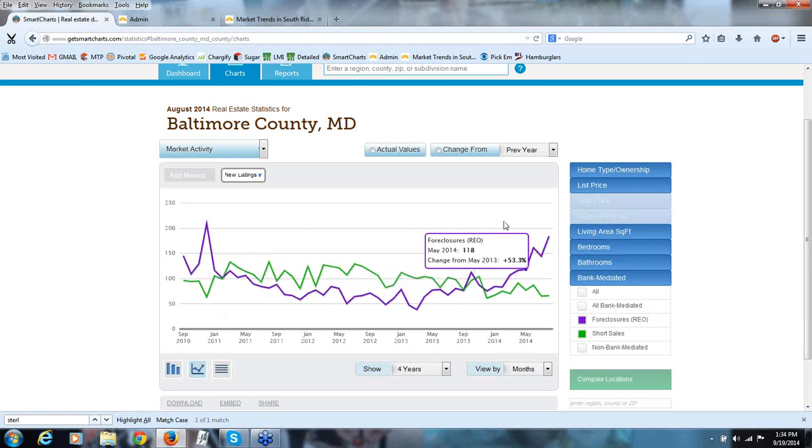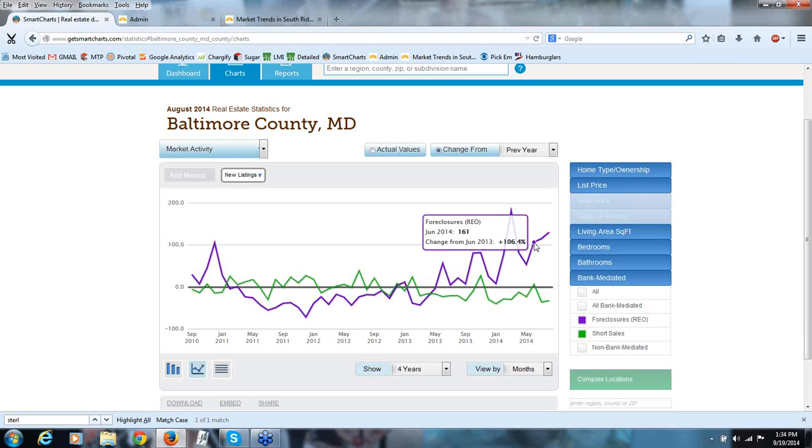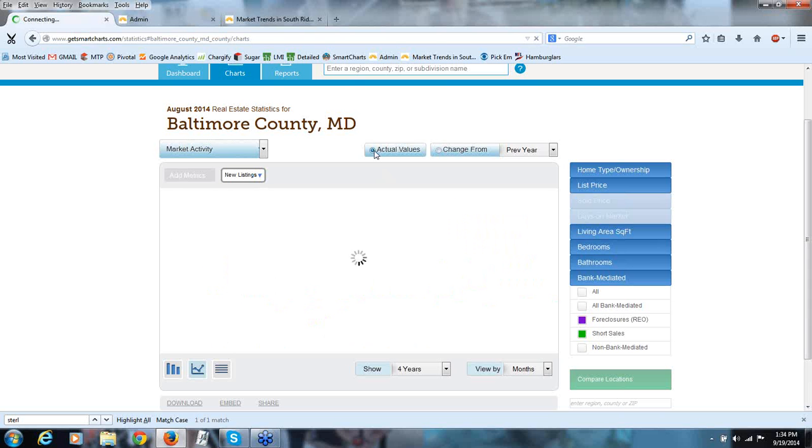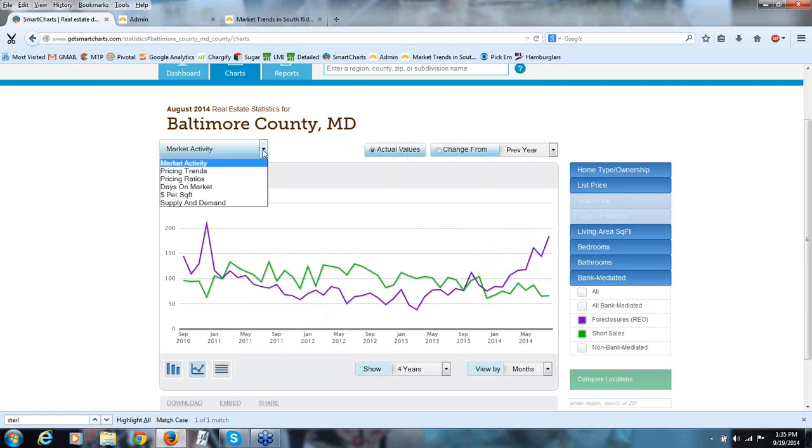Now this is just the counts. We can change this to change from previous year. And here we can see that in some months there's double the number of foreclosures listed than last year at this time. There are 130% more foreclosures in Baltimore County listed in August 2014 than the previous August. I'll switch this back to actual values. So there is a market for foreclosures in Baltimore County.